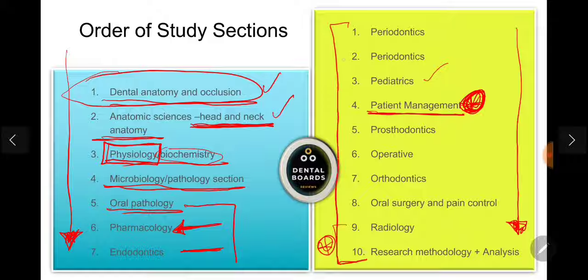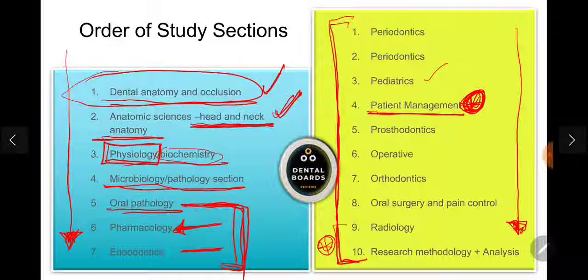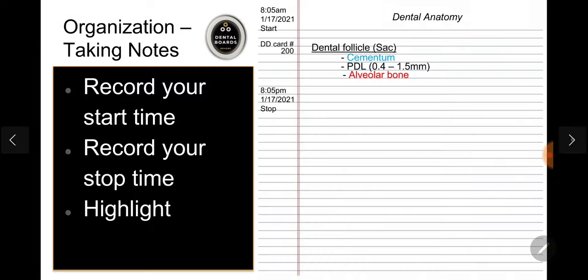Okay. If you are a U.S. graduate, you can do this one, which is dental anatomy, occlusion, and head and neck anatomy, and then you can move on to oral pathology, pharmacology, endo, pediatric, and patient management and operative. You can move on to these parts. If you're a graduate from outside, I would review everything thoroughly. If you have any questions, we can always discuss. You can email me so we can discuss.